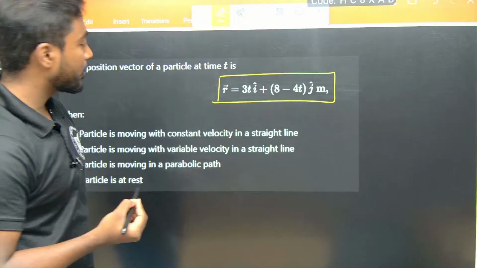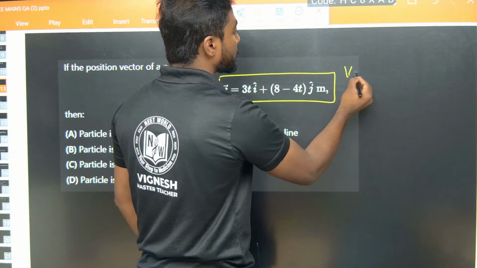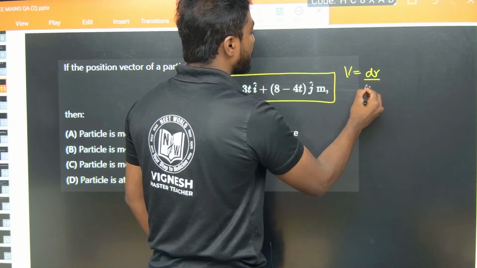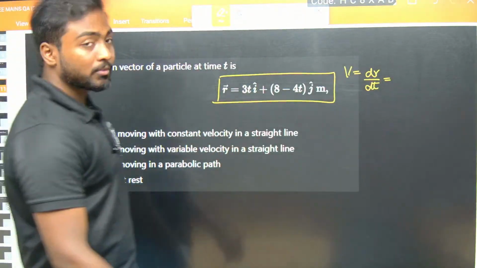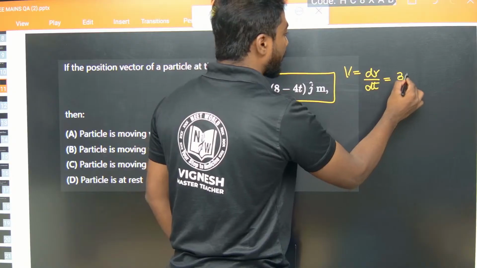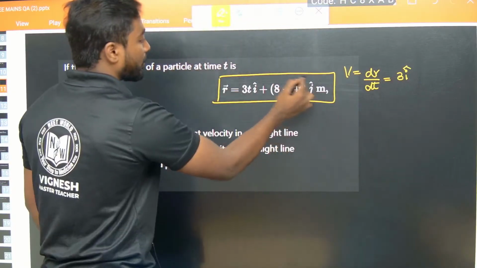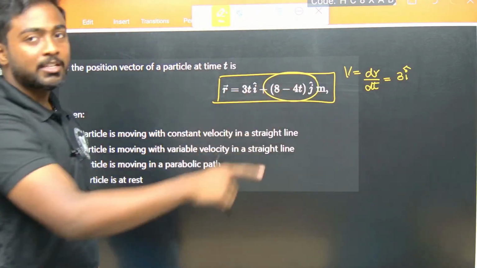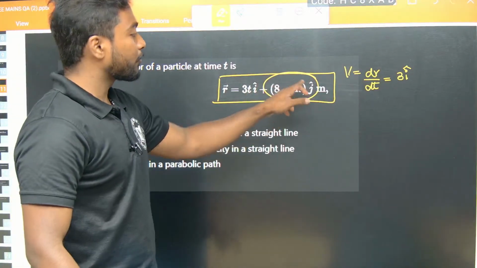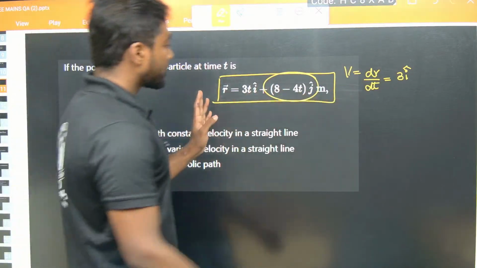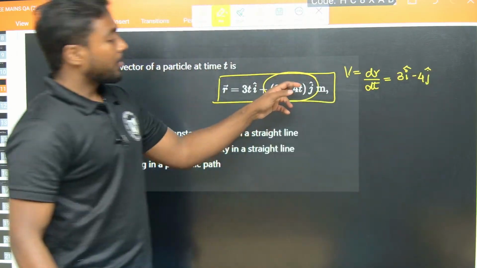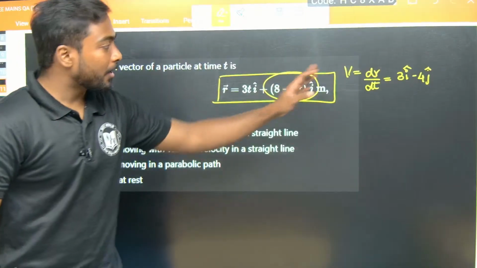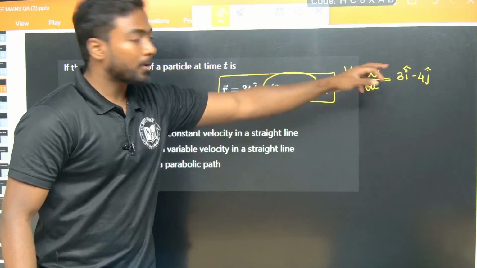If I differentiate this, V will be equal to dr by dt, which is nothing but 3t i cap, so I will get 3 i cap. Then for 8 minus 4t j cap, I get 8 j cap minus 4t j cap, so I will get minus 4 j cap, because if I differentiate a constant I will get 0, and for 4t I will get 4.